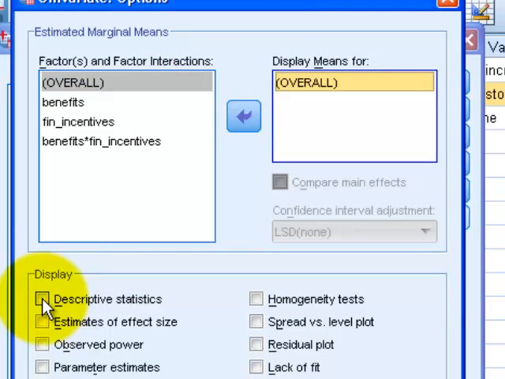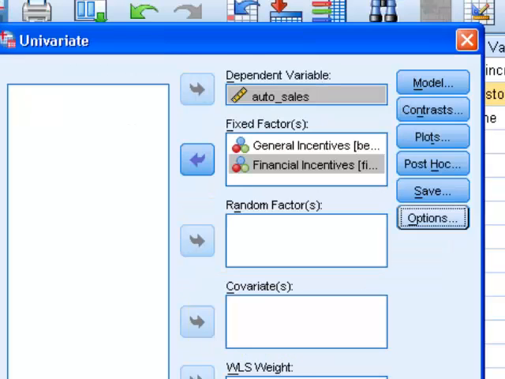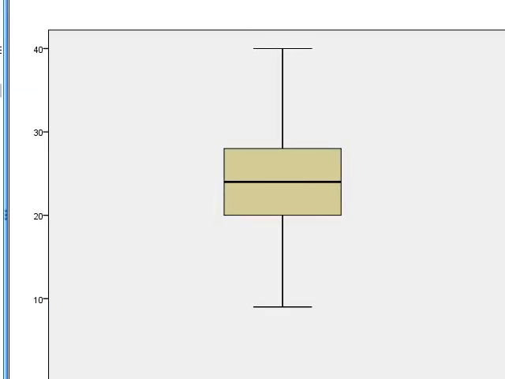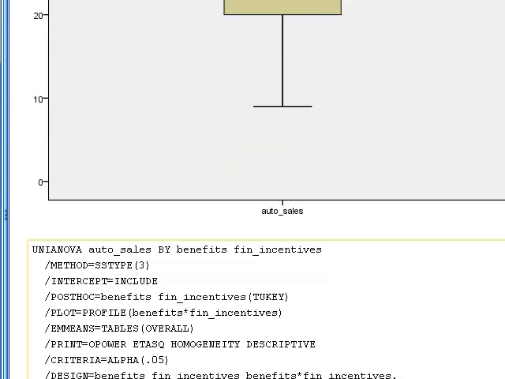Okay, we always get the overall. Descriptives, that's the means and the standard deviations. We always need effect size, power, and the homogeneity of variance test. That's the Levene's test. Click continue. I think we're ready to go. Bam.